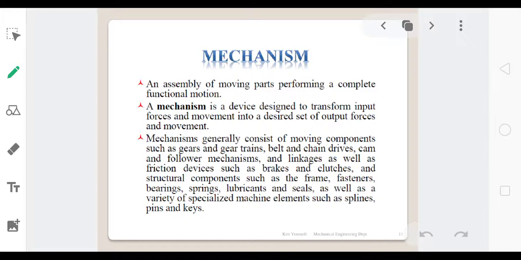We will also see types of linkages and seals, as well as a variety of specialized machine elements such as splines, pins and keys. So this is a short introduction to the difference between machines and mechanisms. Hope you have understood the difference between machine and mechanism.